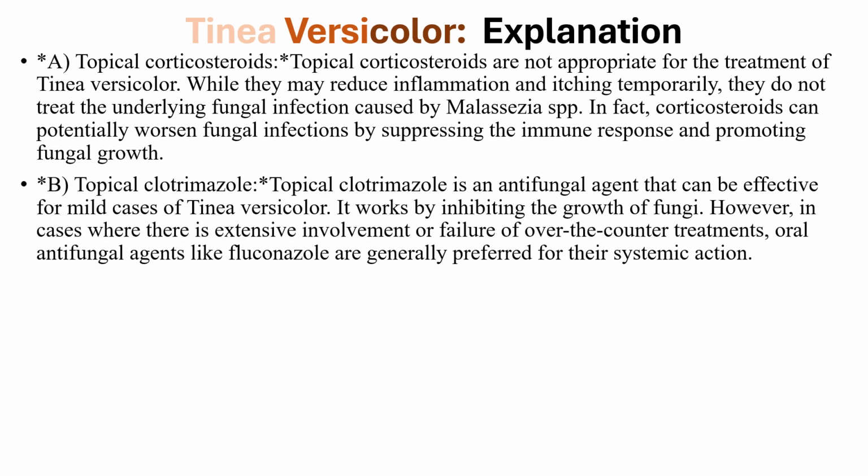Choice B, topical clotrimazole. It's an antifungal agent that can be effective for mild cases of Tinea versicolor. It works by inhibiting the growth of fungi. However, in cases where there is extensive involvement or failure of over-the-counter treatments, oral antifungal agents like fluconazole are generally preferred for their systemic actions.